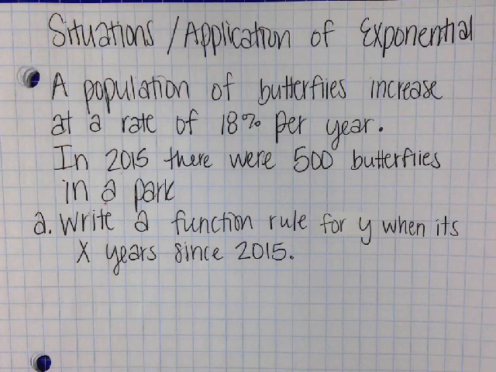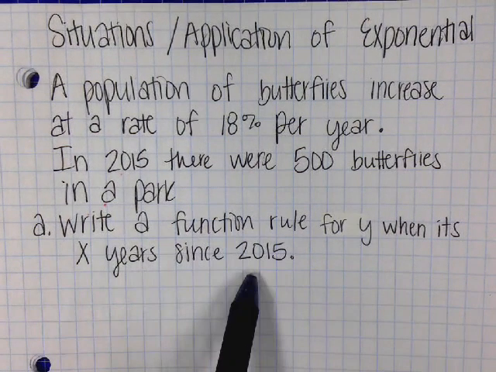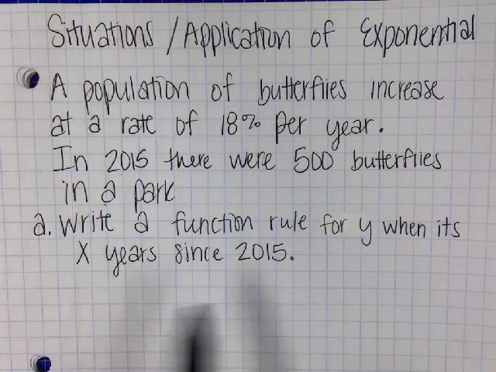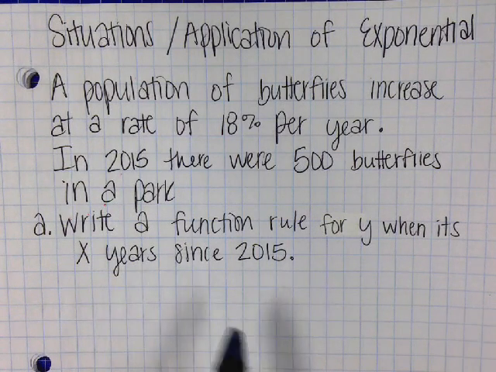So in 2015, how many years have passed, or how many years is it since 2015? 0, because it's 2015. If it was 2016, how many years has it been since 2015? 1. In 2020, how many years has it been since 2015? 5. So that's what x is going to represent. It's not going to be 2015, it's going to be 5 because it's been 5 years. It's going to be 0 because it's been 0 years.